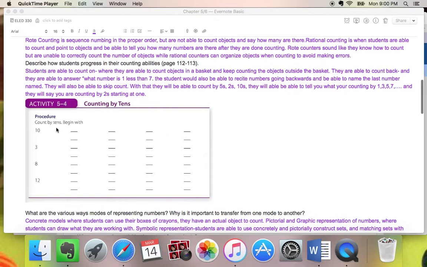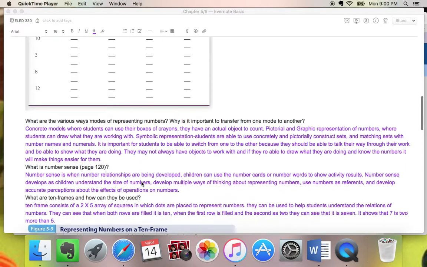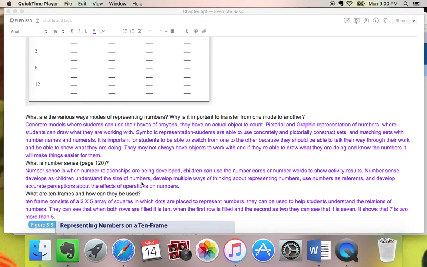And I really like this activity where they count by tens and begin with a number. Okay, we start with 10: 10, 20, 30. 3: 3, 13, 23. 8, 18, 28. 12, 22, 38. It's important for students to be able to transfer from one representation of numbers to the next, because they're not always going to have time to quickly draw out a graph or the actual pictures of it, and so depending on time and how they do with things, it's just better that way.